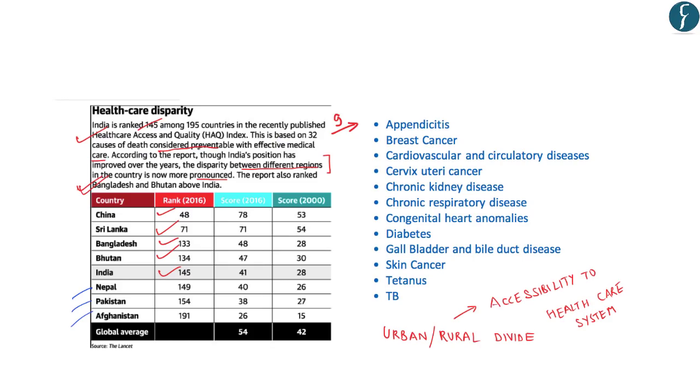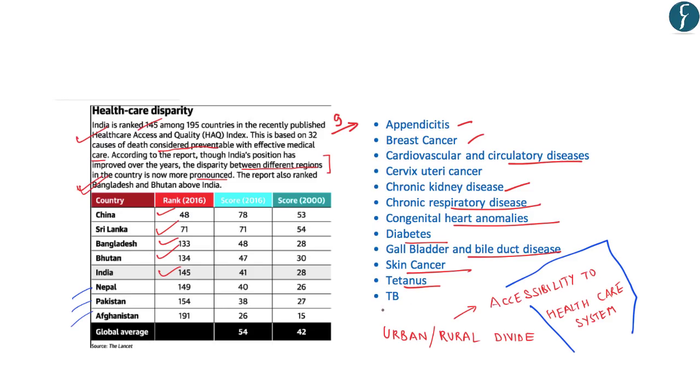This report also mentions 32 causes of death considered preventable with effective medical care. So, certain diseases can be prevented if there is proper accessibility to an organized healthcare system in the country. Some of the diseases mentioned are appendicitis, breast cancer, cardiovascular and circulatory diseases, cervical and uterine cancer, chronic kidney diseases, chronic respiratory diseases, congenital heart anomalies, diabetes, gallbladder and bile duct disease, skin cancer, tetanus, TB, etc. So these are some of the important diseases out of those 32 mentioned in the report.